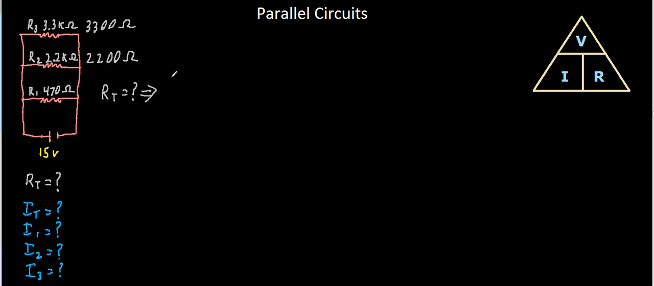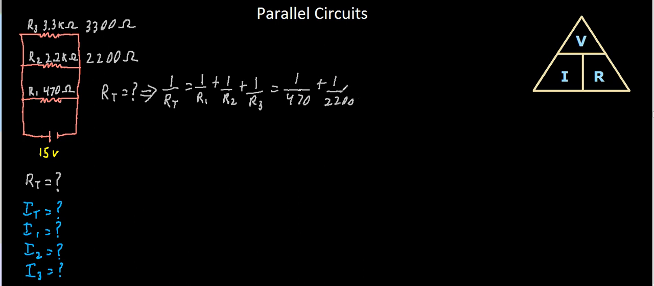Let's start with our resistance total, and to do that, we will go ahead and use our inverse resistance total equation. That's 1 over RT equals 1 over R1 plus 1 over R2. And since we have 3 resistors, we'll add an extra one, 1 over R3. So it doesn't change our equation all that much. Like I said, we just plug them in. 1 over R1 is just 1 over 470, plus 1 over R2 is 1 over 2200, and then 1 over R3 is just 1 over 3300.